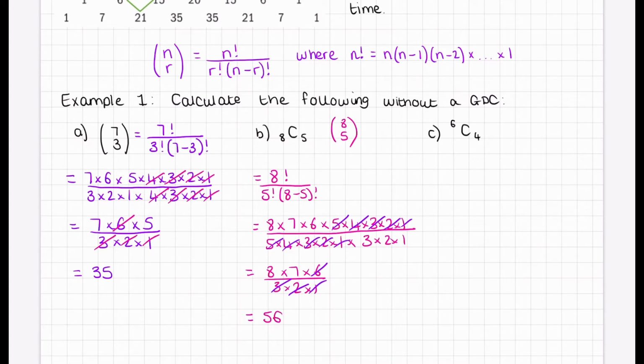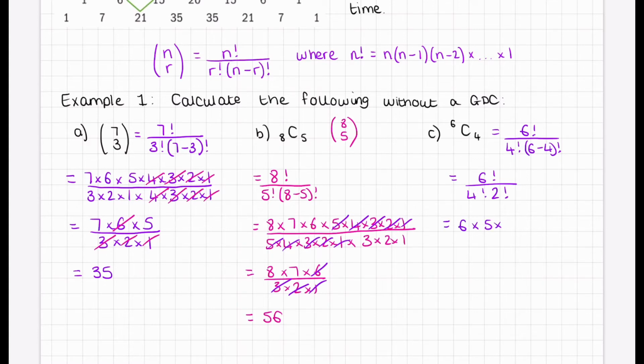And then the last one, C, which is 6C4, means we'll have 6 factorial over 4 factorial multiplied by 6 minus 4 factorial. If you wanted to, you could simplify this first before you start doing your multiplication. If you would prefer to just write it like that first, do your 6 minus 4 and then do your calculations, it's up to you, it's your preference.